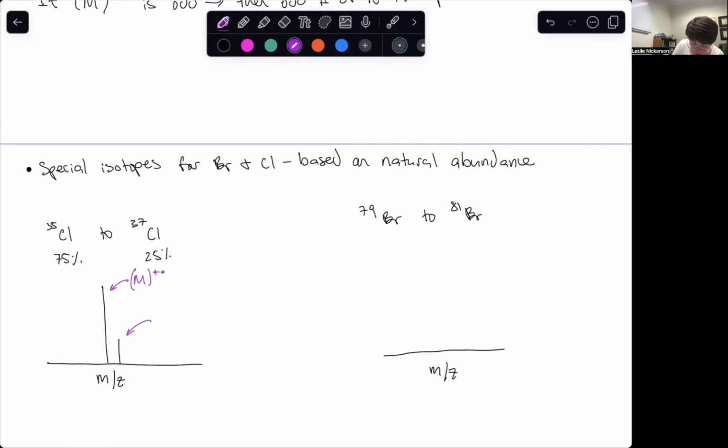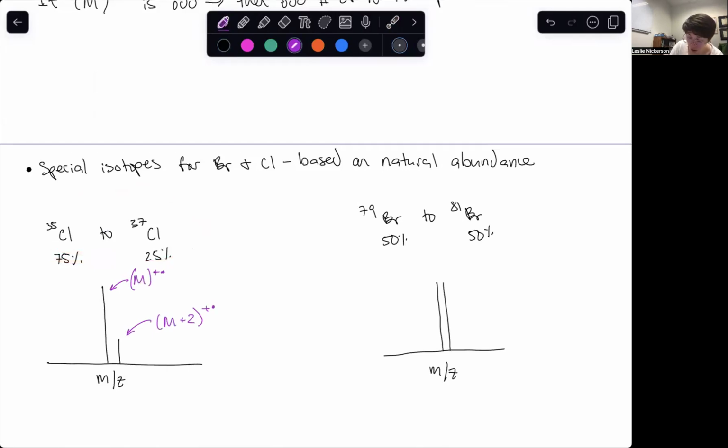And then this one would be your M+2, for the difference of 2 in these two isotopes. Okay. Our bromine is going to be fairly similar. If we're looking at bromine, they actually have a pretty even mixture of bromine 79 to bromine 81. They show up about 50-50. So we're going to have approximately even heights of doubled peaks.